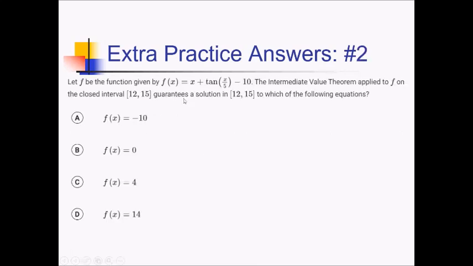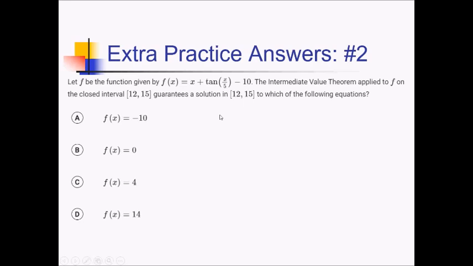On this problem, we've got this f function equaling x plus tan of x over 5 minus 10, and the IVT applied on the interval from 12 to 15, they're saying is going to guarantee a solution on that interval to which equation? So basically we're asking, the IVT guarantees which of the following y values is on my function on the interval from 12 to 15. So in order to use IVT, we need to establish two things.